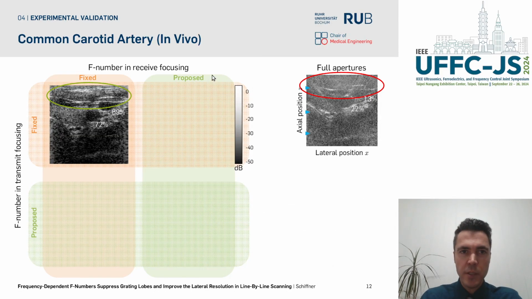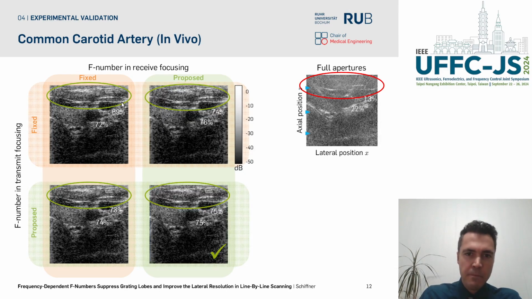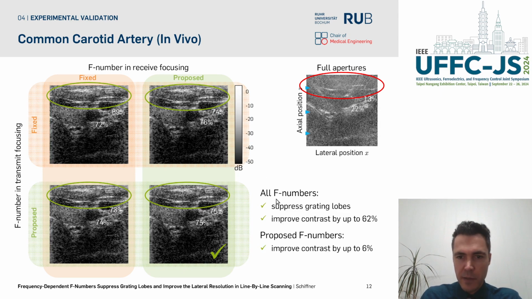For the common carotid artery, the usage of the full apertures resulted in grating lobe artifacts and low contrast. The fixed f-numbers eliminated grating lobe artifacts and improved the contrast. The proposed f-numbers improved the contrast further. All f-numbers suppress grating lobes and improve the contrast by up to 62%. The proposed f-numbers, in comparison to the fixed f-numbers, improve the contrast by up to 6%.